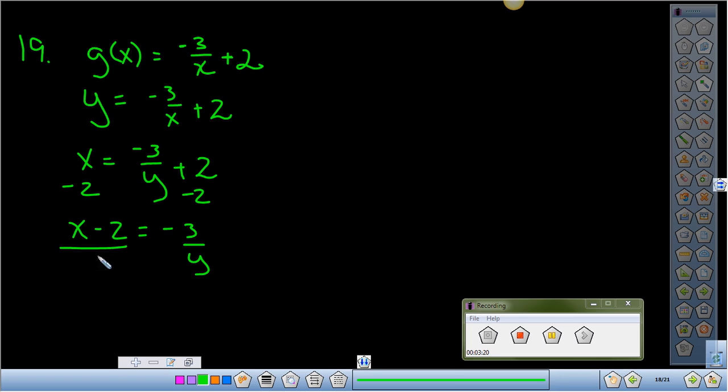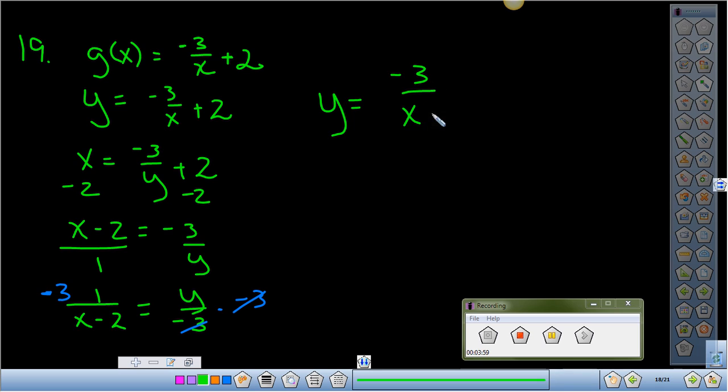Let me just show you maybe another way you can do this. The golden rule says whatever you do to one side, if you do to the other, you're going to have an equivalent equation. So what if I just flip this over, and I have 1 over x minus 2 is equal to y over negative 3. So I just did a little bit of acrobatics there. And now if I multiply this by a negative 3 and this by a negative 3, these will cancel, and I have my y there. So y will equal negative 3 times 1, which is negative 3 over x minus 2.